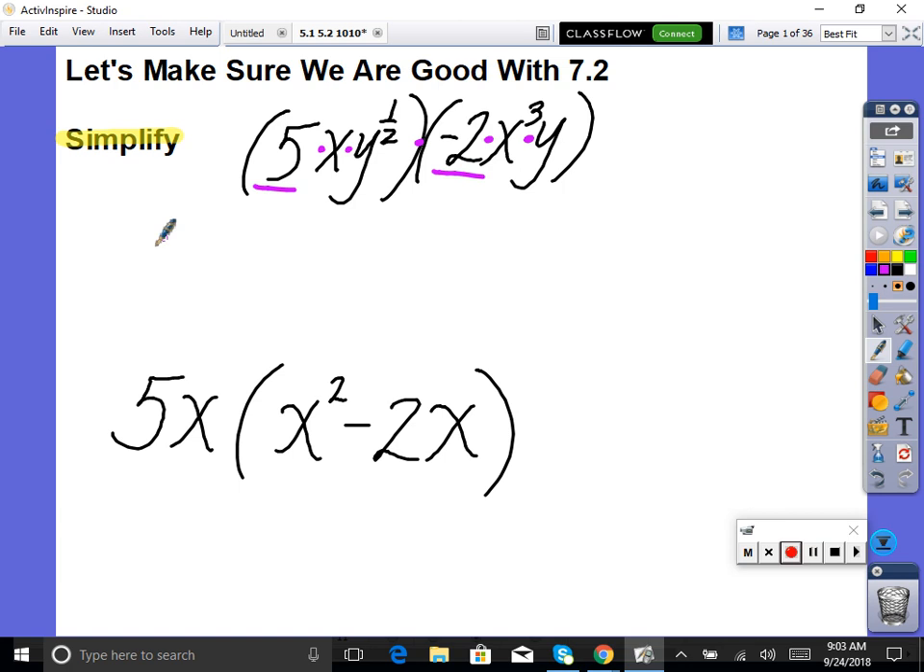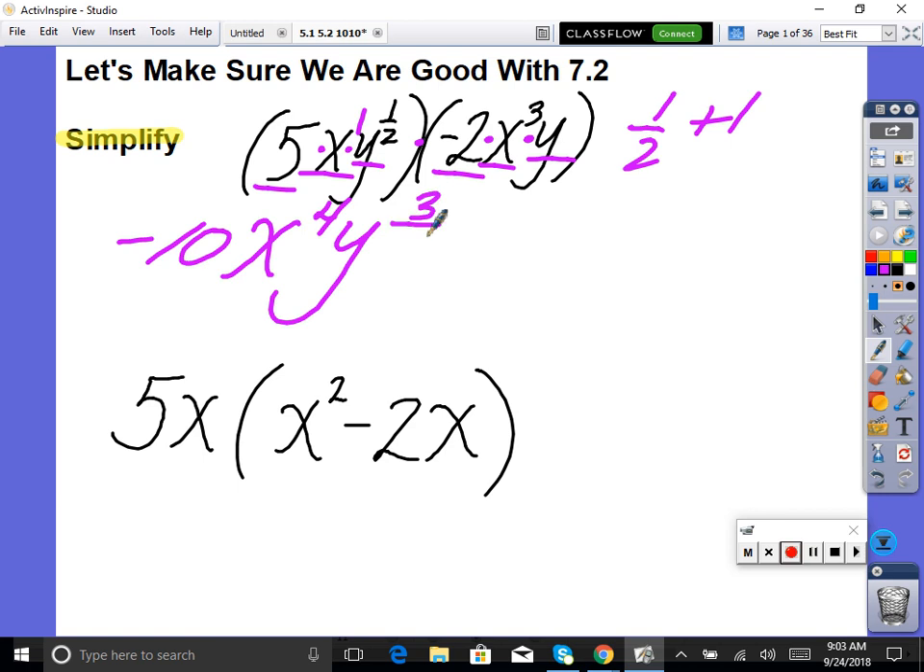5 times negative 2 is negative 10, x to the first times x to the third. When you multiply, you add, right? So it'd be negative 10x to the fourth. When you multiply, you add. So a half plus 1 would be 3 halves, everyone. So that'd be y to the 3 halves. Do I need to flip negative numbers? No, negative exponents only, so we're good.